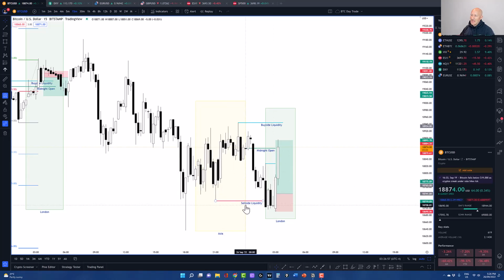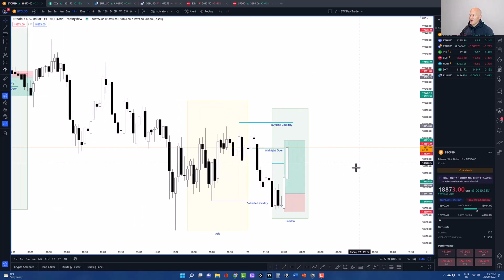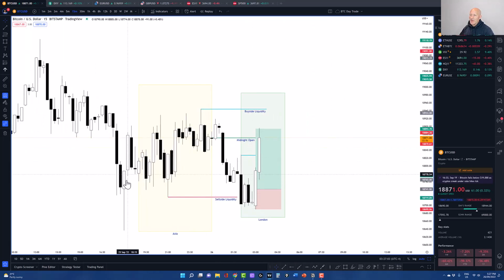You can see we've taken out that sell side liquidity here, and we've obviously had a pretty good trade on the back of that. So we don't need to see that, but it certainly seems that if you take out the liquidity at a lower level from a previous session, that makes it a more powerful setup.